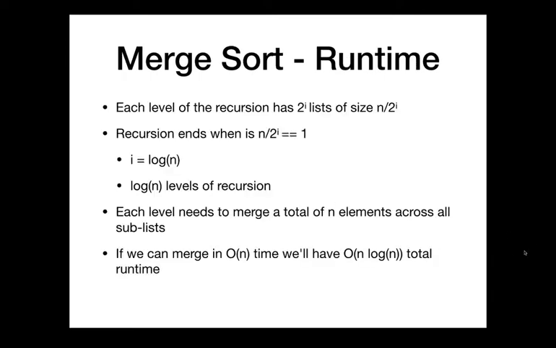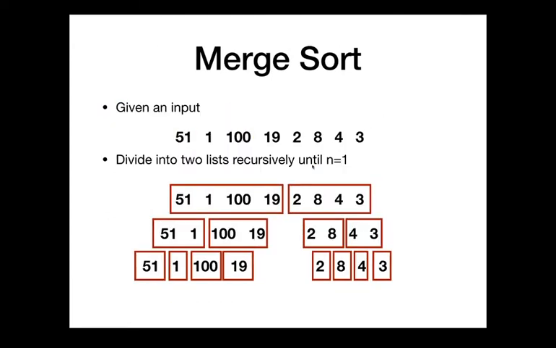So let's take a look at the runtime of this and see where we actually get this n log n, where we come up with this, instead of just saying that it's n log n. So when we start with a list of size n, each level of the recursion that we go down, when we look at our first recursion, each level that we go down is going to split the input size in half and double the number of inputs.